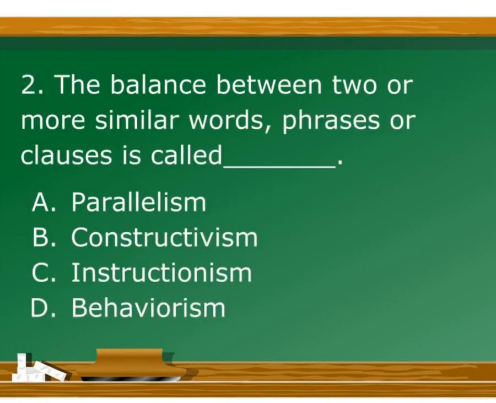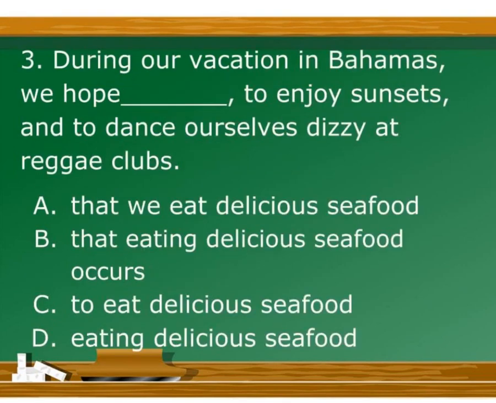Next question. The balance between two or more similar words, phrases, or clauses is called A. Parallelism. B. Constructivism. C. Instructionism. Or letter D. Behaviorism. The next set of the quiz is that you need to complete the statements using parallelism.